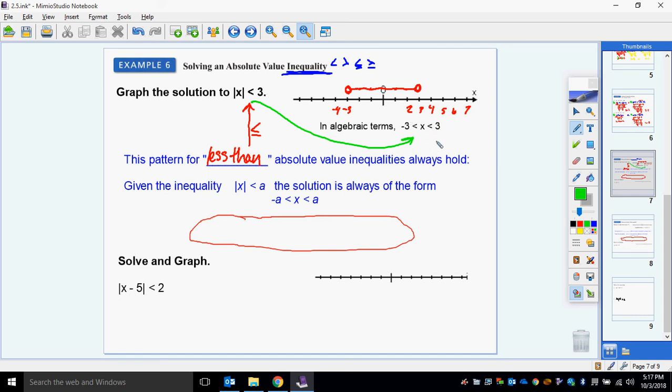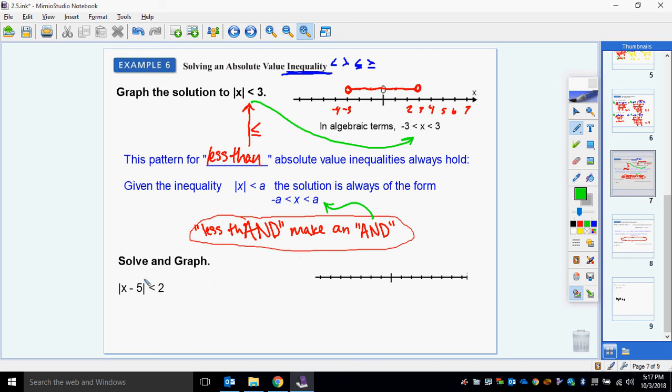So what I want you to think when you see a less than symbol, think and, less than. Okay. Why am I thinking and? Where does and come from? Well, this is an and inequality, right? It's not an or, that's an and. We talked about that in the last section.